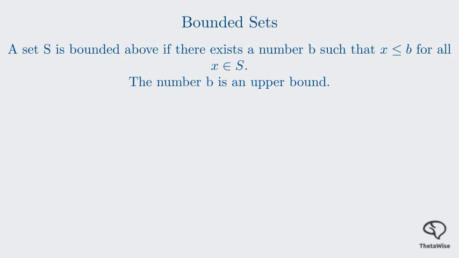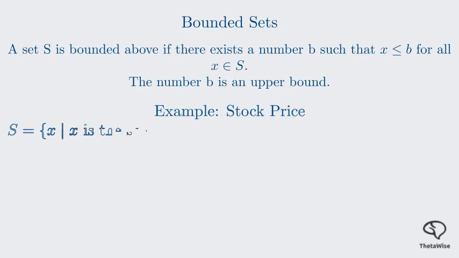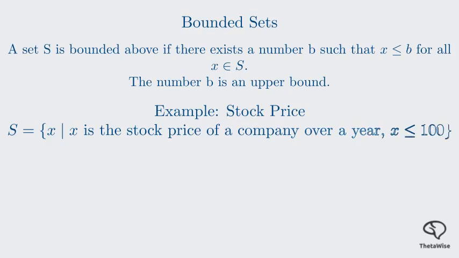Imagine a company's stock price over a year. Let's say the price never went above $100. The set of all stock prices for that year is bounded above by 100. Any number greater than 100, like 101 or 200, is also an upper bound. The key is that there is at least one such number.